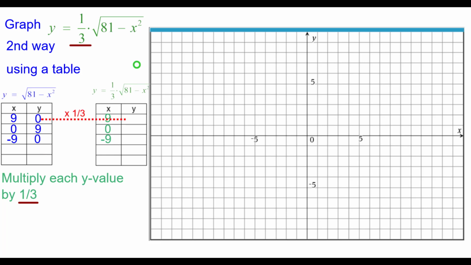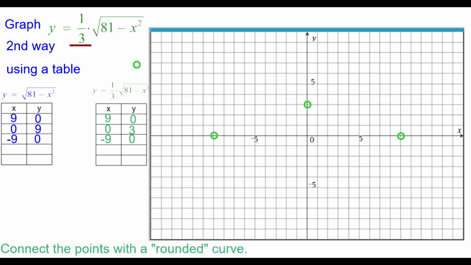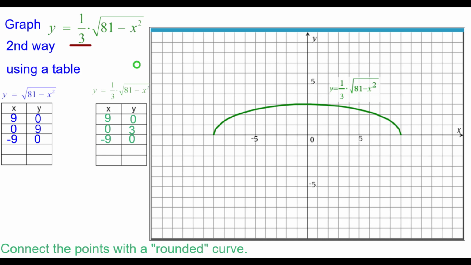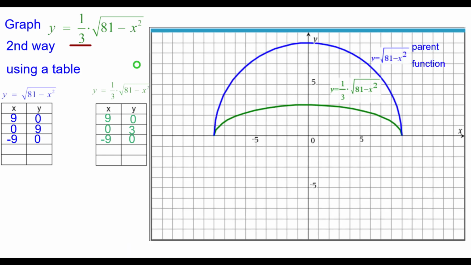And so 0 times 1/3, of course, is 0. So we'll plot 9, 0. 1/3 of 9 is 3. 0, 3 is our y-intercept. And 0 times 1/3 is 0, and negative 9, 0. Connect the points with a rounded looking curve, and we compare it to our parent function, which is a semicircle of radius 9.